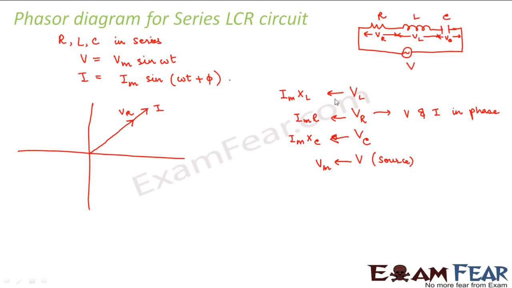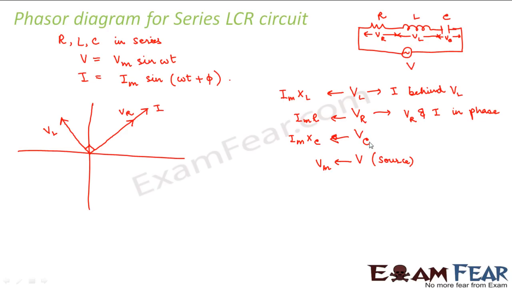Now what would happen in case of VL, that is inductor? We know that in case of inductor, the current lags behind voltage by pi by 2. That means I is behind V. So if current is here, voltage should be ahead of current by pi by 2. So this should be the voltage across the inductor.